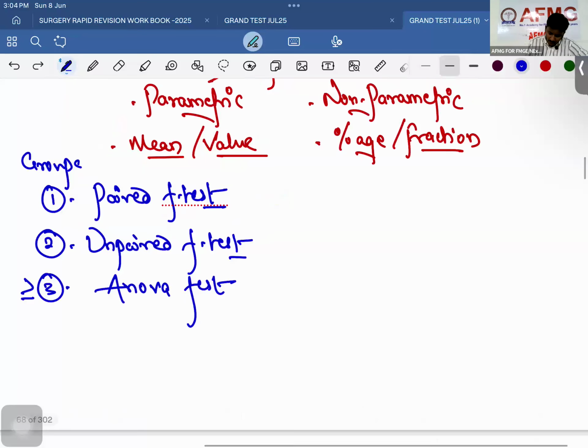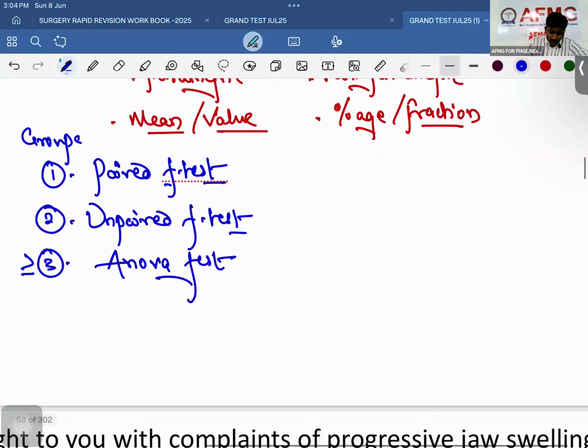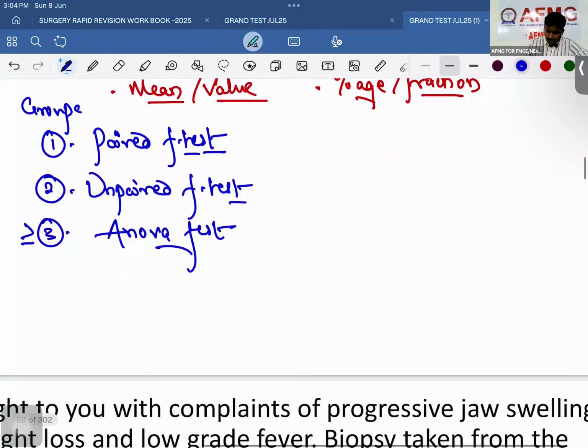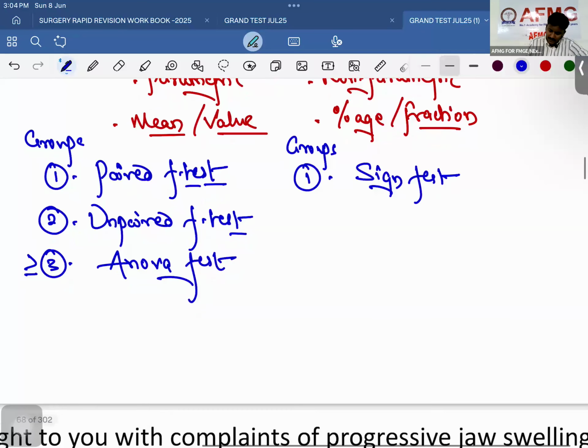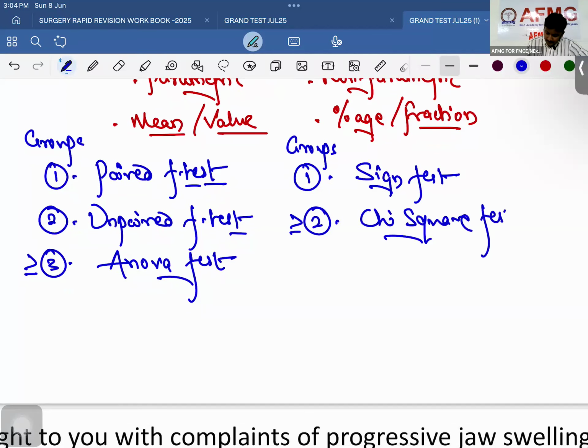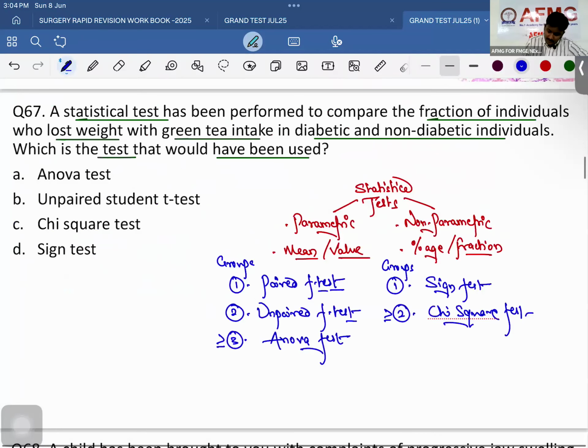Next important, if I talk about the non-parametric test. Please remember, if I compare in one group the fraction or percentage, it is a case of sign test. When I compare the fraction or percentage in two or more groups, it is going to be a chi-square test. Now coming back to this question, it says we are comparing what?